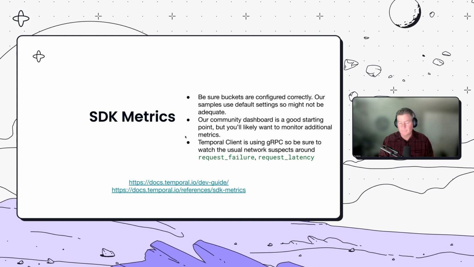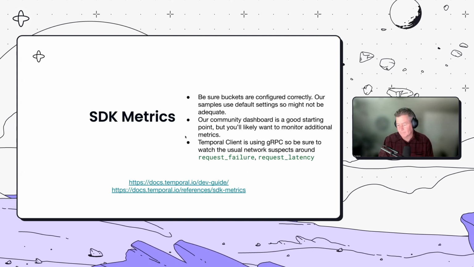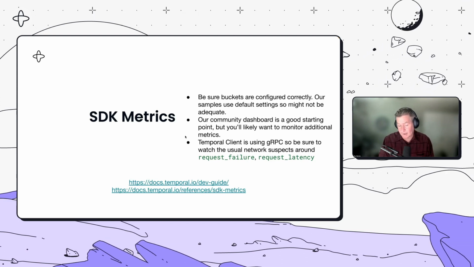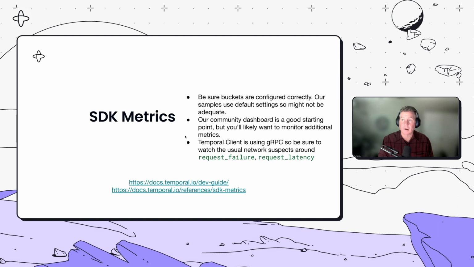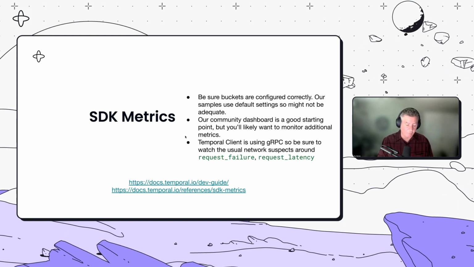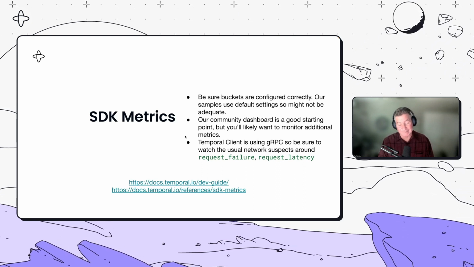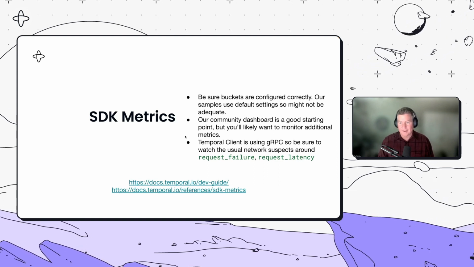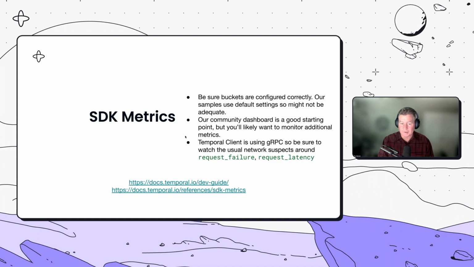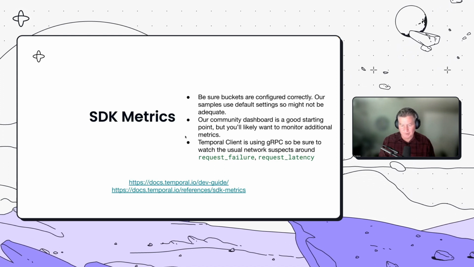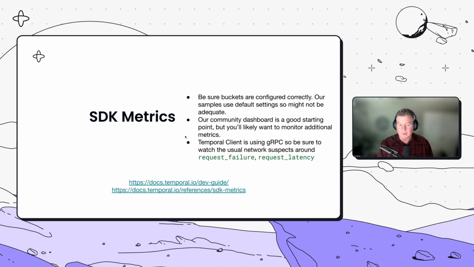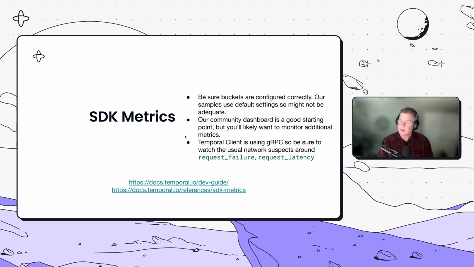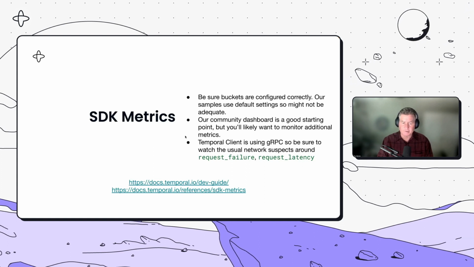There are a couple of things that I've noticed as I've gone through and set these up in different SDKs. Bucket configurations. There are some metrics that are going to be, for example, observing latencies that exceed something like 10 seconds, so you want to be sure that your buckets are configured correctly. If metrics look a little bit off to you, then take a look at your buckets and make sure those are configured correctly. And we do have a community dashboard that's out there that's a good starting point.